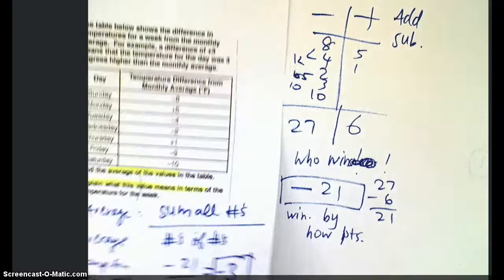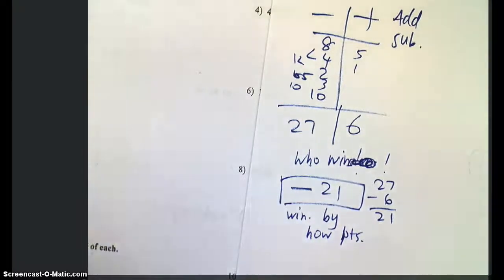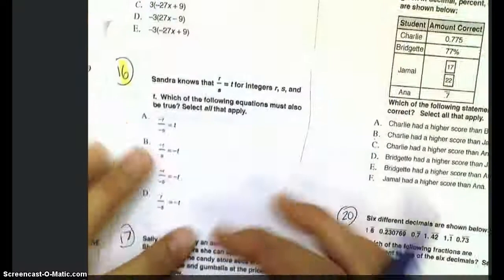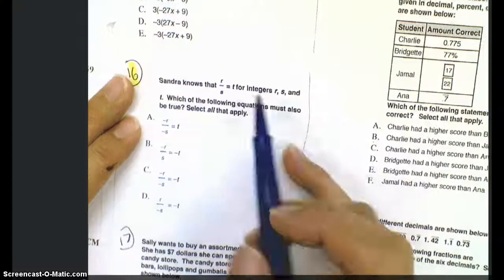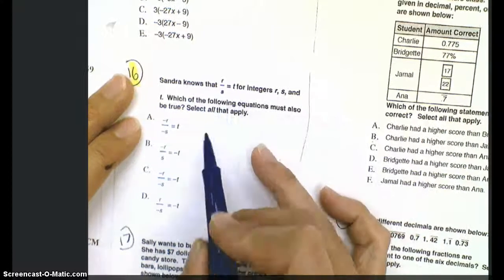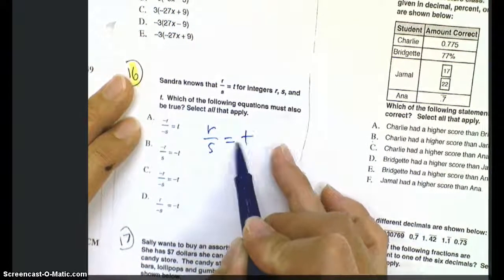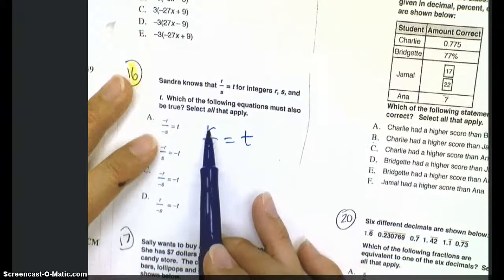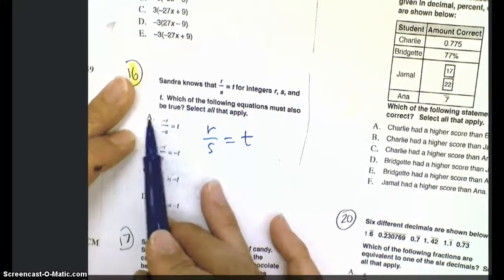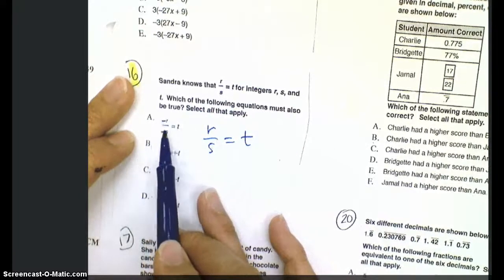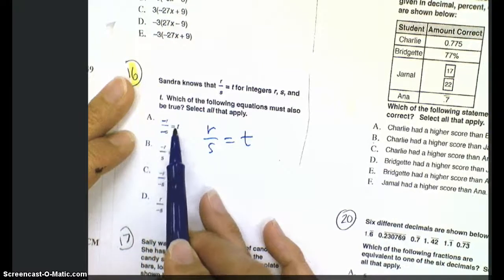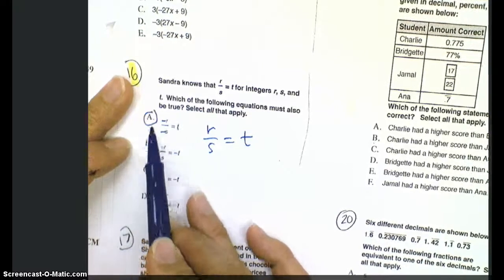Alright, we're going to fly by to get through a couple more questions. Number 16, read it on your own before I begin. Sandra notes that R divided by S is also equal to T, so a number. We know that in division, if I have a negative number and a negative number and I divide them, I should get a positive T, so that is a true statement, A.